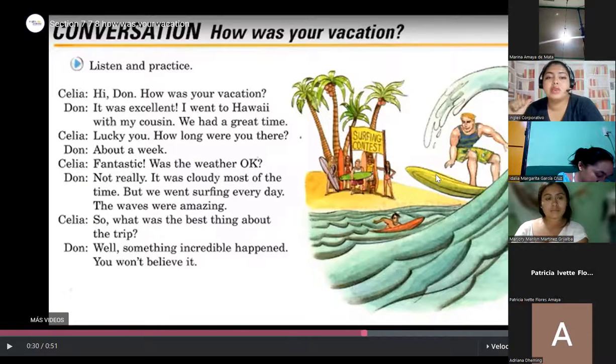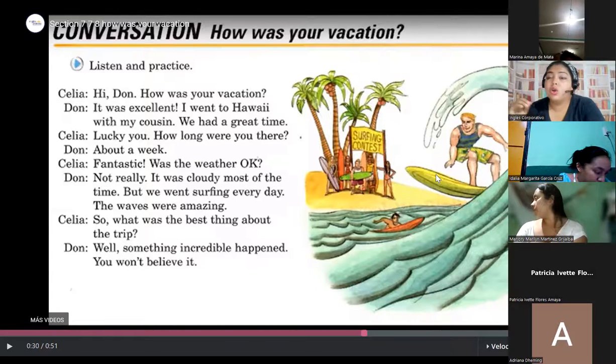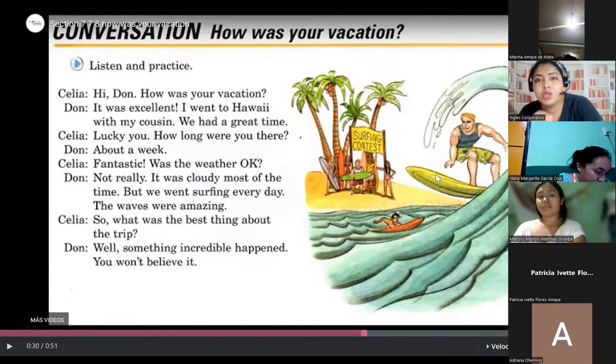Well, something incredible happened. You won't believe it. Algo increíble pasó. No lo vas a creer. So in this case, we are using structures to explain the different activities. And in this case, we have a list of activities in the middle of the conversation.